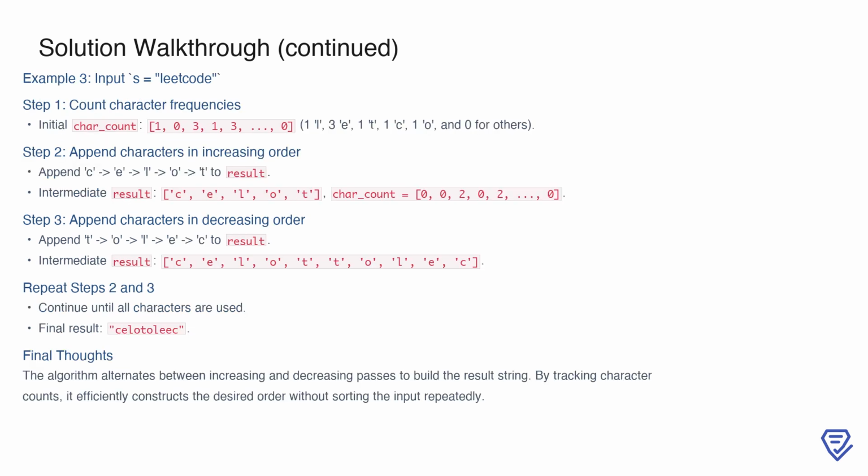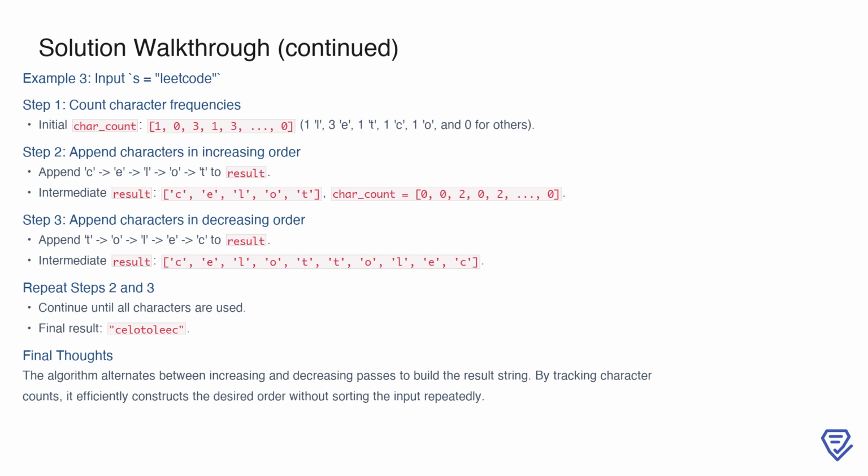In the third example, the input is s equals leetcode. Here, we calculate the char_count, meaning L appears once, E 3 times, T once, C once, O once, and the rest have a count of 0. For the first increasing pass, we append C, E, L, O, and T to the result. This leaves us with the intermediate result equals C, E, L, O, T, and the char_count updates to 0, 0, 2, 0, 2, 0.